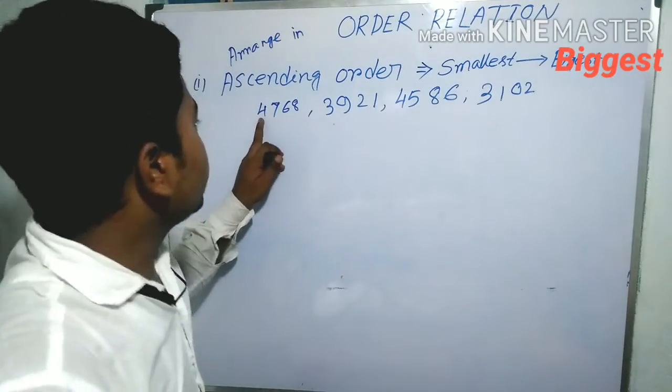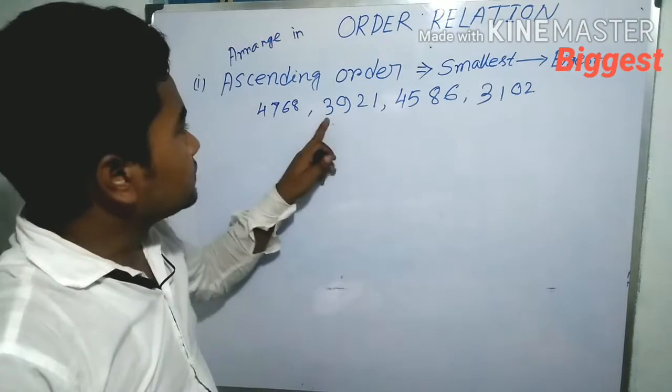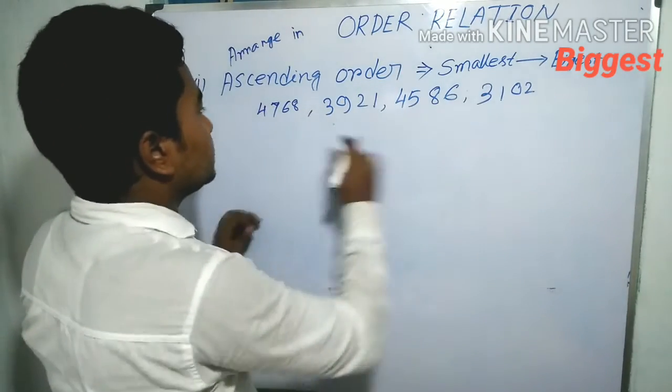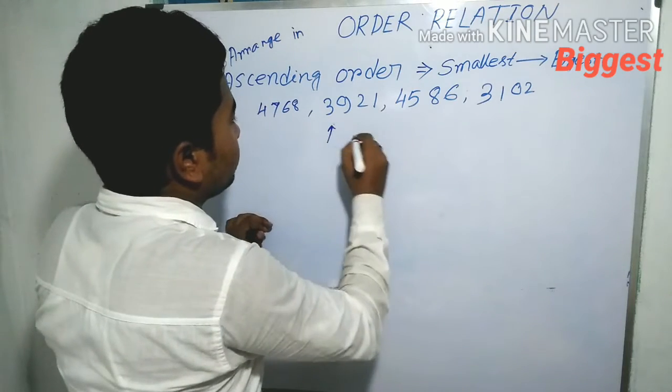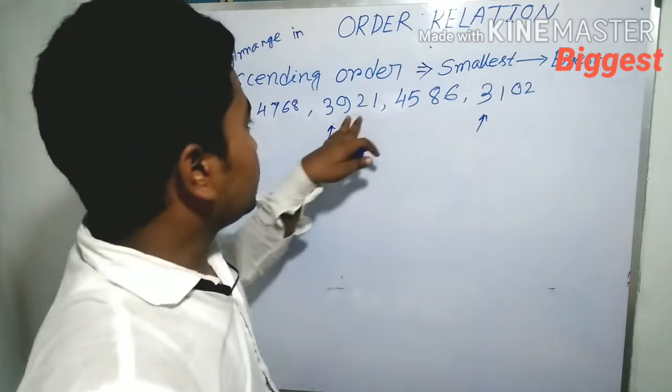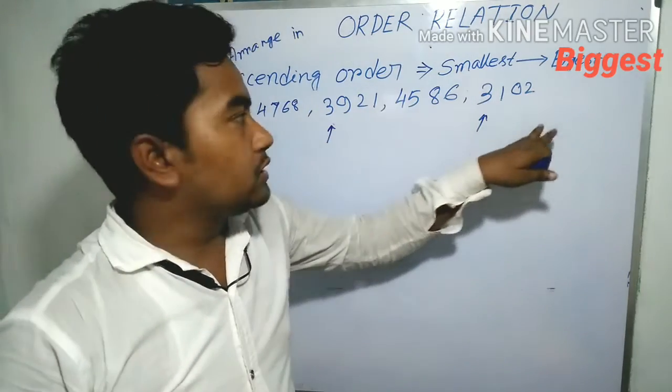Here the first digit is 4, here it is 3, here it is 4, here it is 3. So among these numbers, as the first digit is 3 in this one and the first digit is 3 in this one, either this number is smallest or this number is smallest.